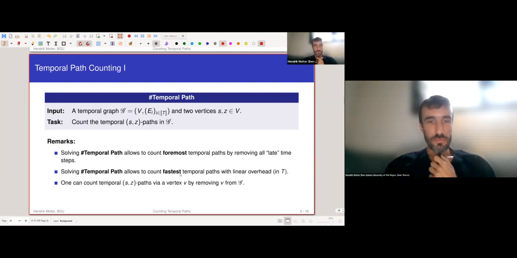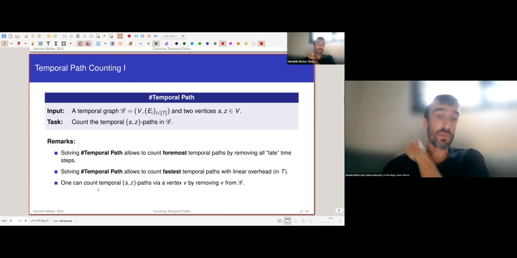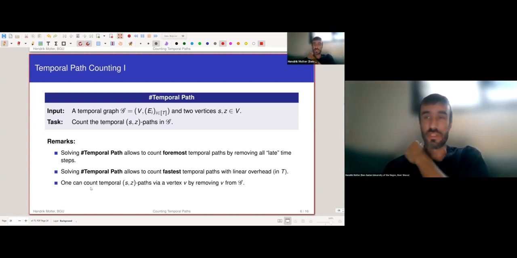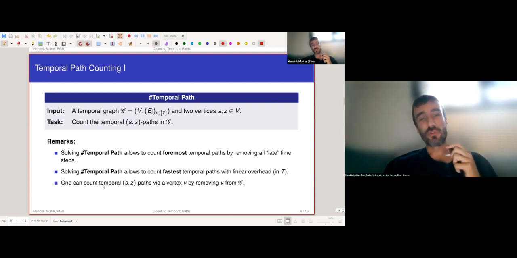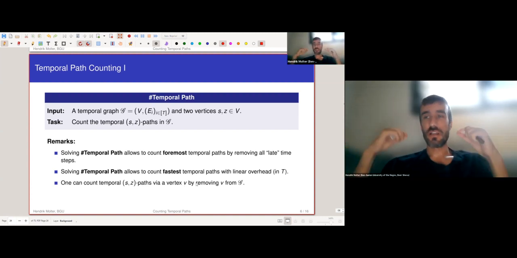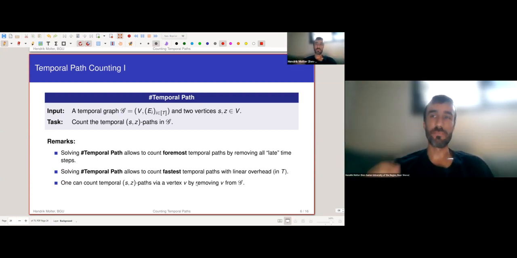And then what's also important, for the betweenness, I went over it a little bit quickly, but to compute betweenness, we also have to compute temporal paths that visit a certain vertex, and that we can do by removing that vertex from the graph and counting the remaining temporal paths, and then taking the difference essentially.